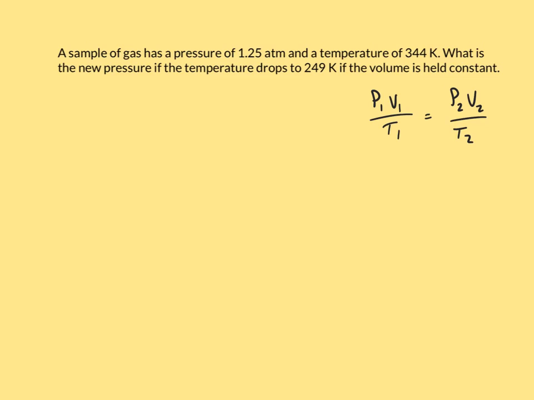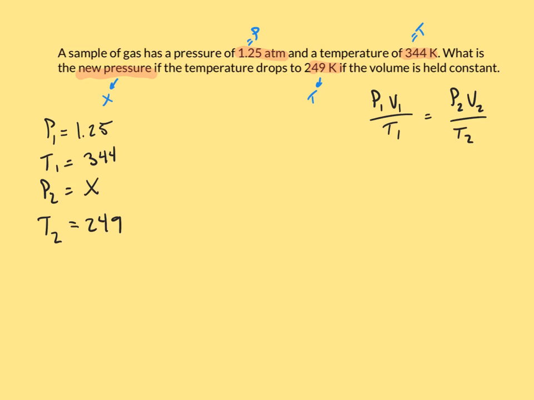So I start reading. A sample of gas has a pressure of 1.25 atmospheres. Now that is a pressure. A temperature of 344 Kelvin. What is the new pressure? Anytime you hear or see something saying new pressure, that's your unknown, or x. If the temperature drops to 249, so that's my T. The volume is held constant. So now I'm going to take these numbers and I'm going to put them in. So P1 is 1.25, T1 is 344, P2 is x, and T2 is 249 Kelvin.